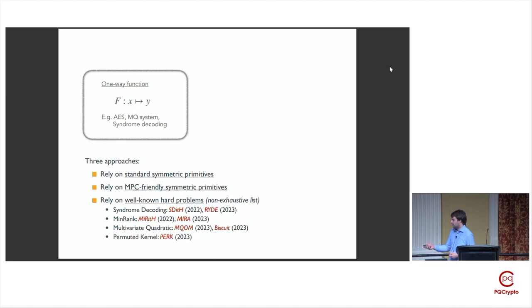The last one is to try to rely on well-known problems like the syndrome decoding problem or the MinRank problem. They have been studied for a long time. The syndrome decoding problem is very old. And our one-way function can be based on one of those well-known hard problems. This has the advantage of inheriting all the cryptanalysis of this problem. If we use the syndrome decoding problem, we already have a lot of cryptanalysis about it. And this leads to more conservative schemes.